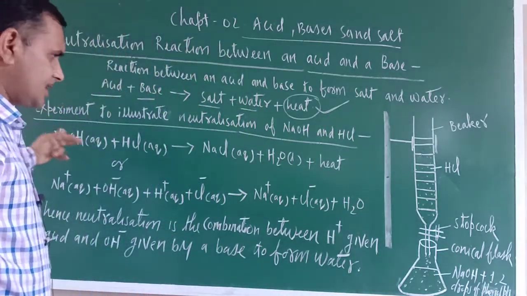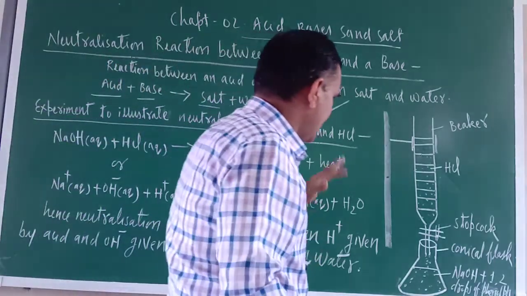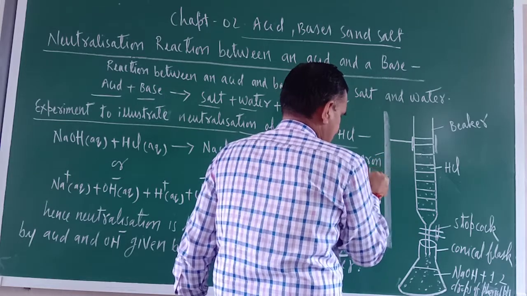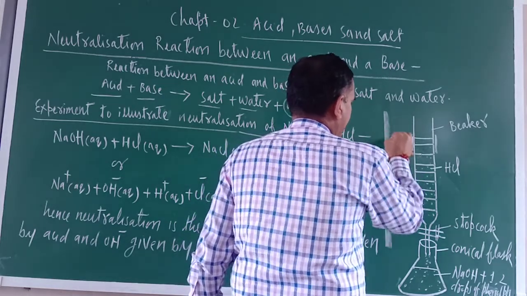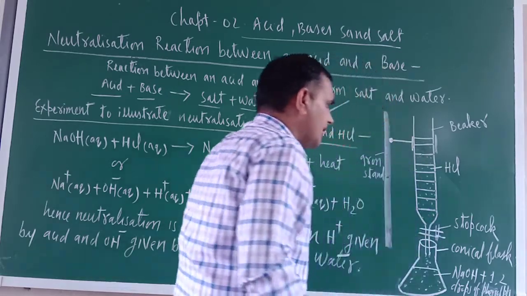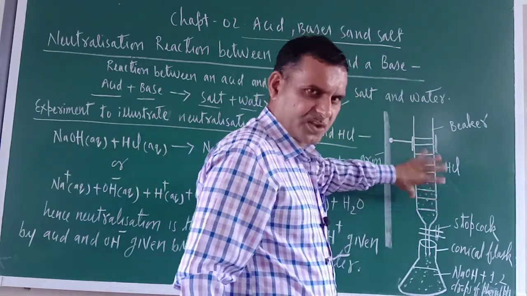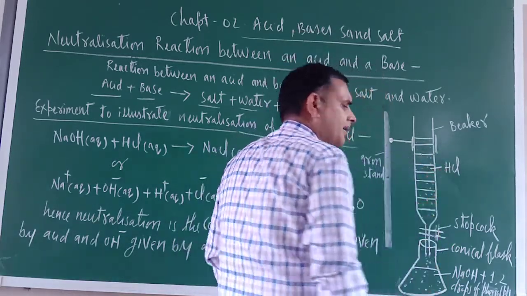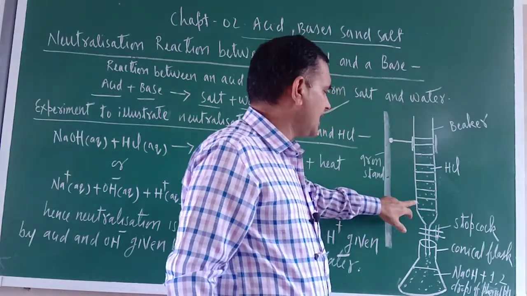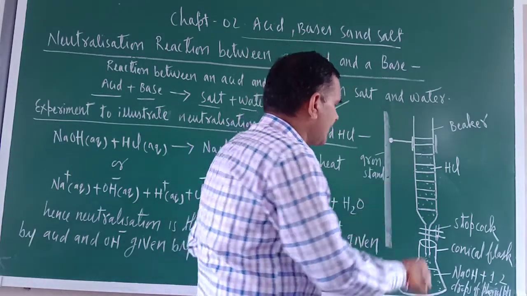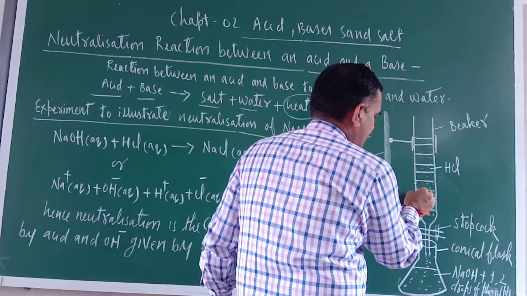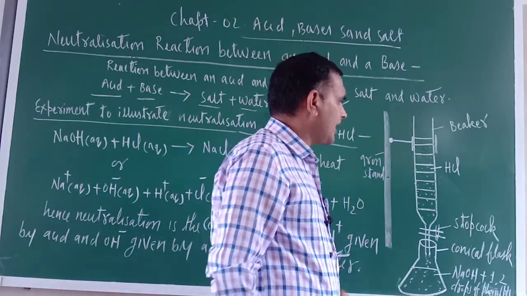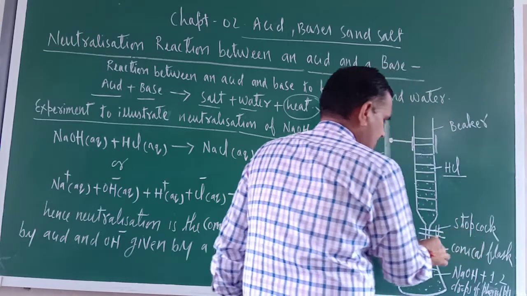So now just see the experiment. This is the iron stand. In this iron stand, you fit one beaker. What is the meaning of these lines? These lines are nothing but the readings, like 10 milliliter, 20 milliliter, 30 milliliter, and in between also small readings are there, like 10.5, 10.2, 10.1, like that. Now here you have to take HCl, and this is the stopcock.